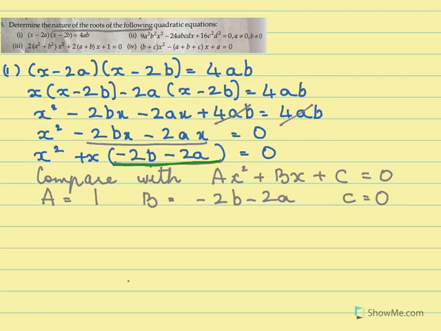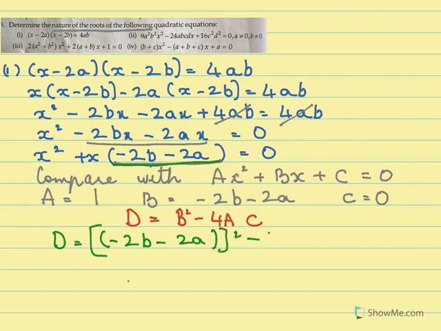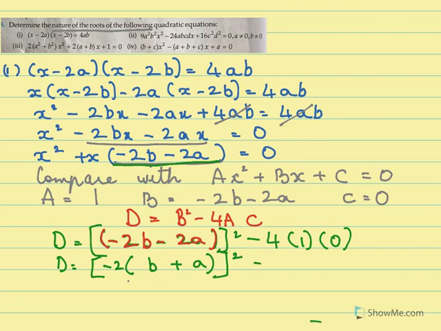Now to find the nature of the roots, I need to find my discriminant. You know the formula for discriminant. The D is b square minus 4ac. So let's go ahead and solve that. So D is equal to, my b is minus 2b minus 2a the whole square, minus 4ac, a is 1 and c is 0. So D equal to, from this inner bracket I'm going to take minus 2 common out. What remains here is b plus a, and this is the whole square minus 0.